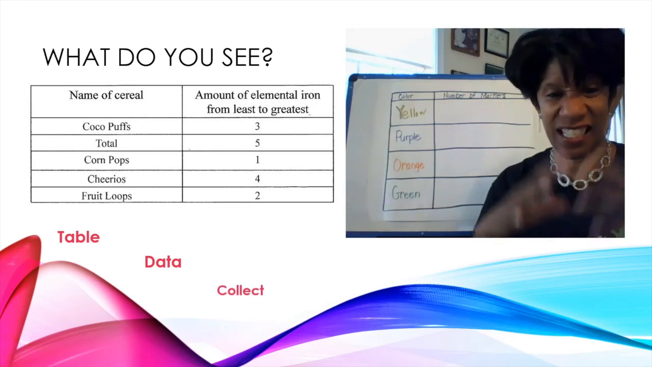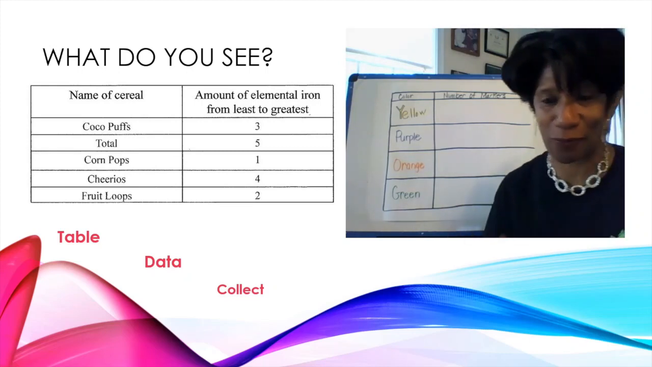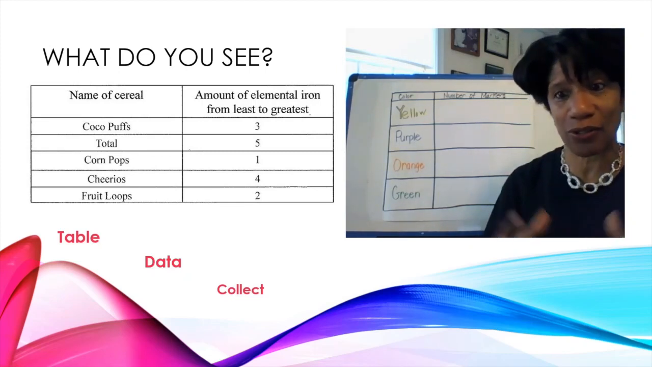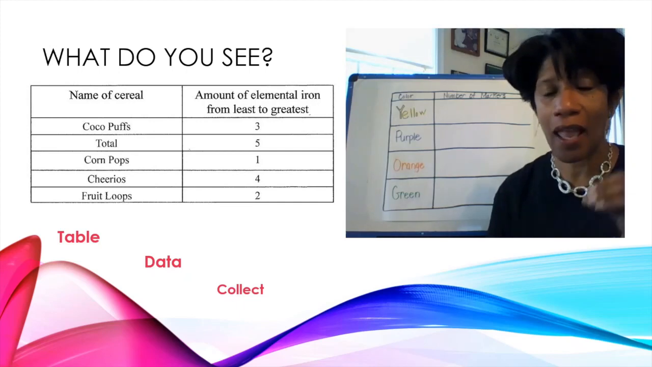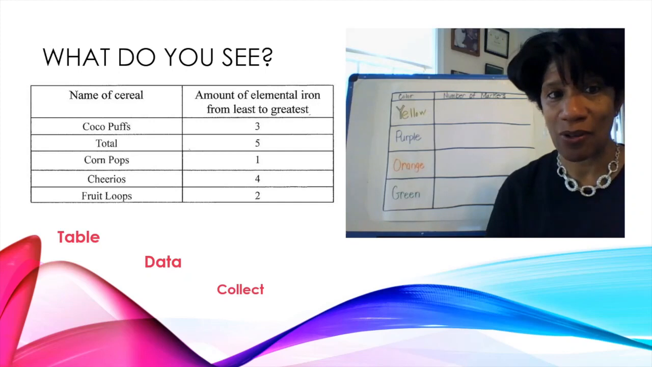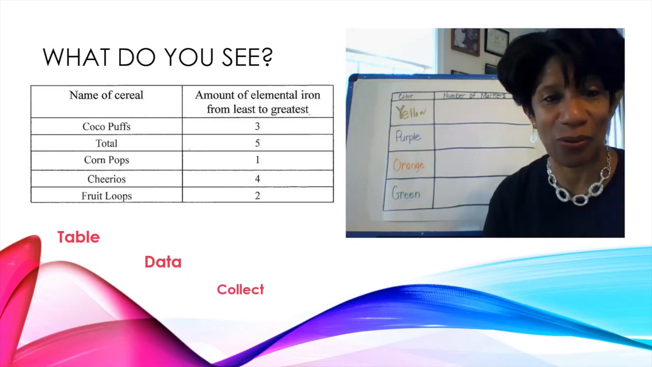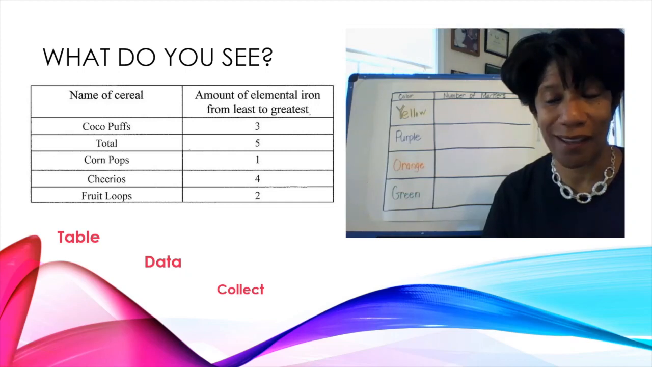That's right. We had to collect the data, and we had to find out all those cereals like the Cocoa Puffs and the Corn Pops and the Cheerios and the Fruit Loops. We looked at the boxes to see how much iron each of those had, and we put that in that table. So now when we look at that table, we can see data that we collected. I want you to remember those words: table, data, collected, because those are all vocabulary words that we are going to be using today and this week.